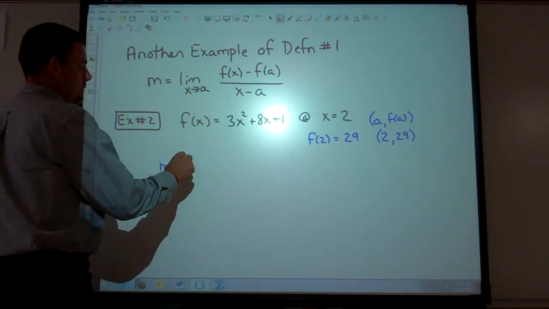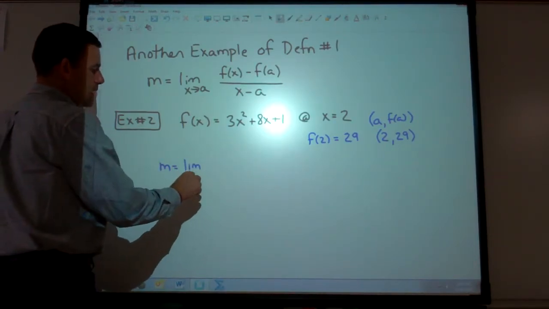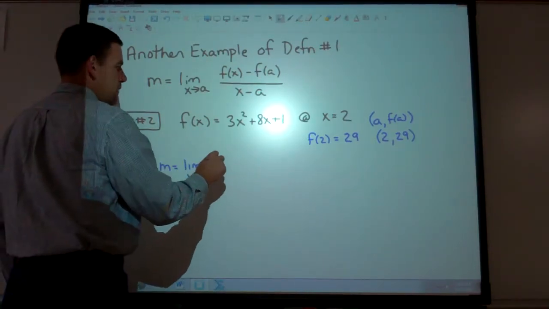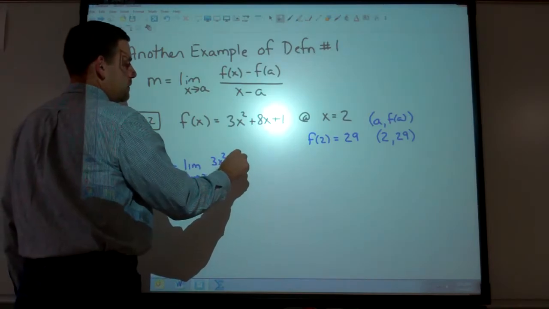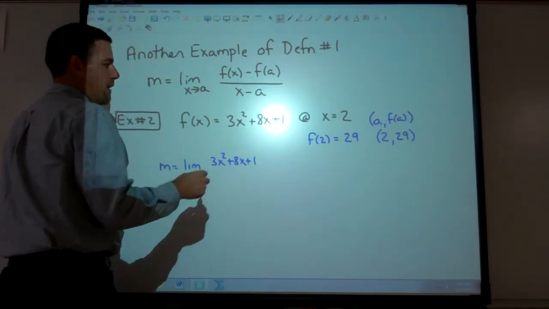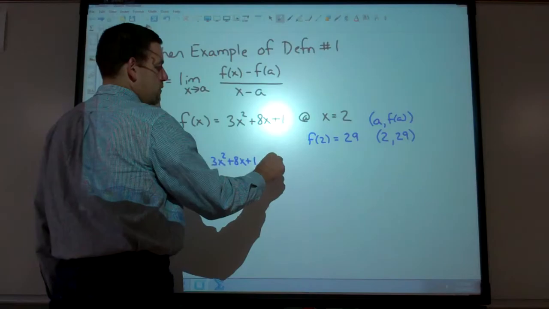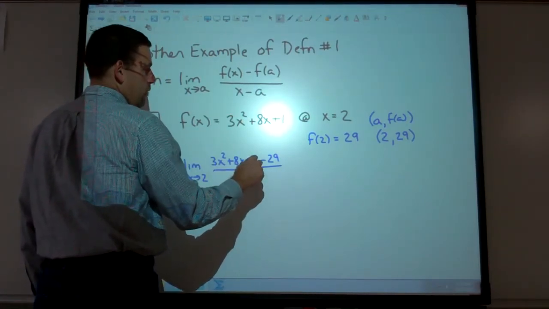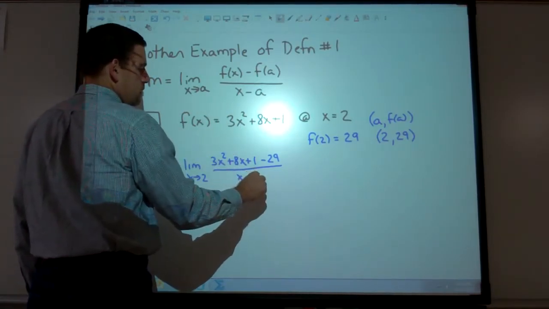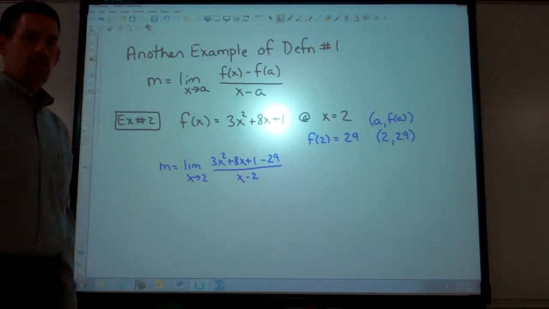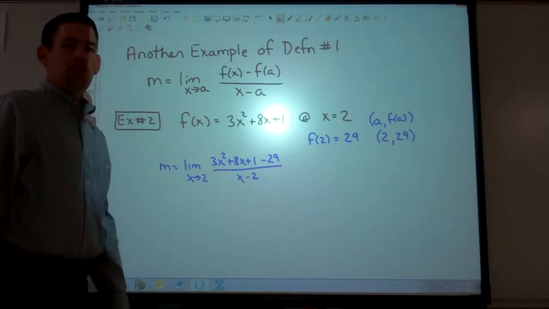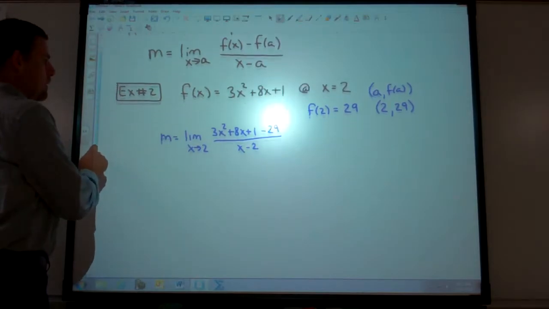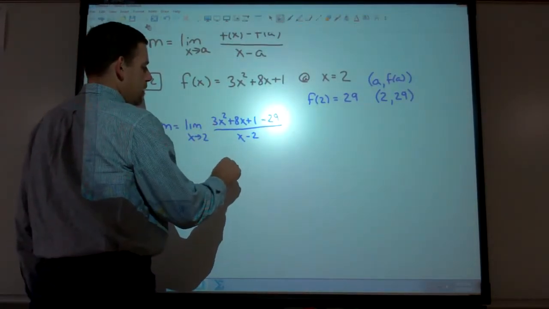So my slope is going to be found by taking the limit as x approaches 2 of f of x, the function, 3x squared plus 8x plus 1, minus f of a. Well, we just found that f of a was 29. And we're going to divide by x minus a, where a is 2. So now we're back down to a limit problem. All we have to do is simplify this and treat it as a limit, and that will give us our slope. So to do so, we'll simplify the numerator.